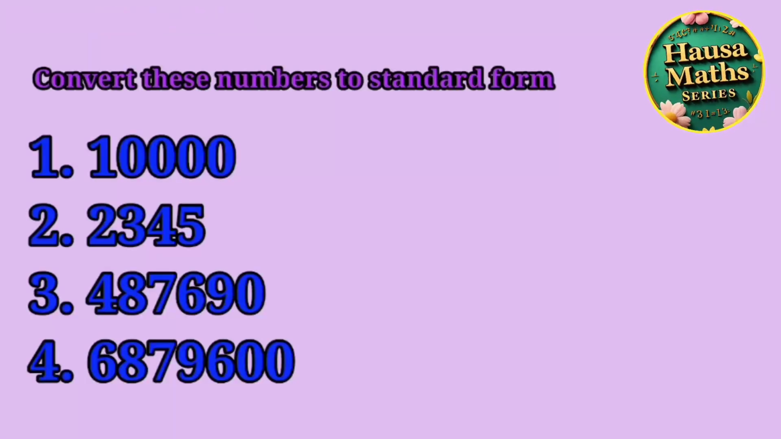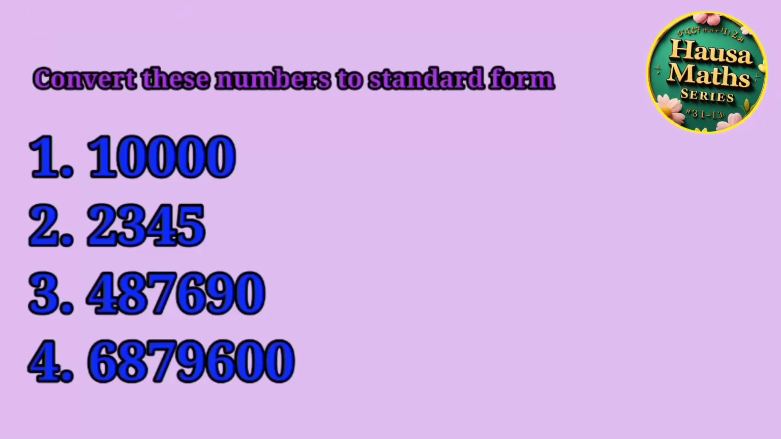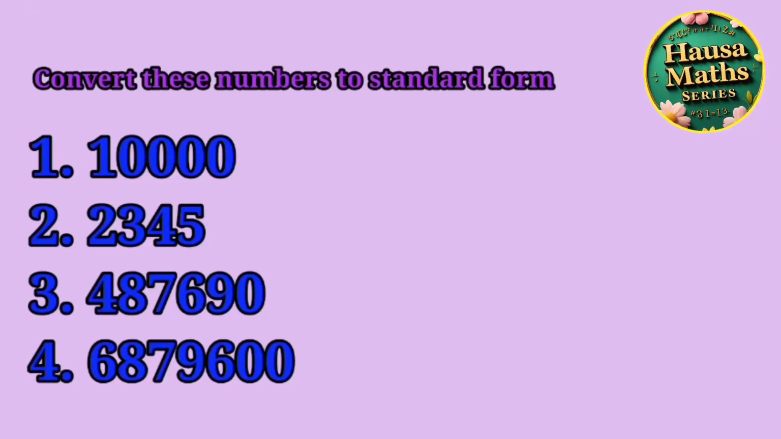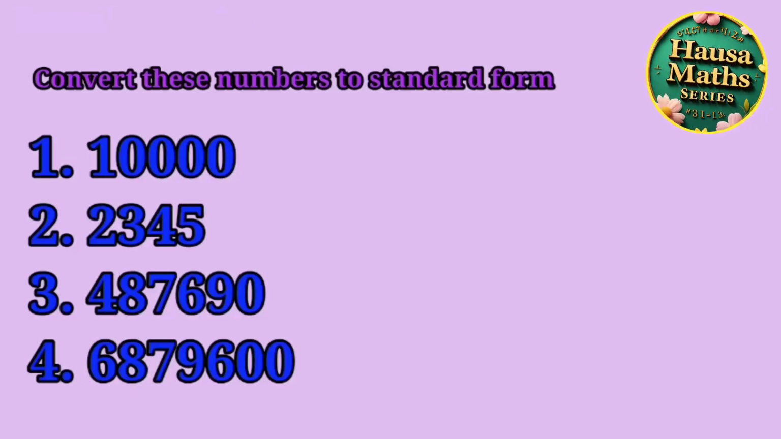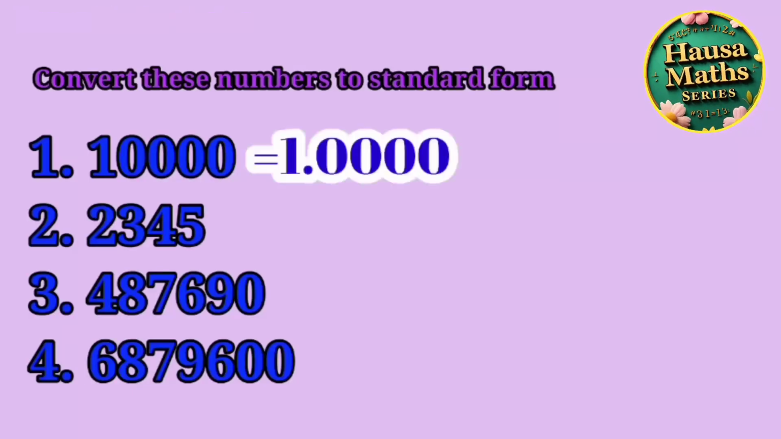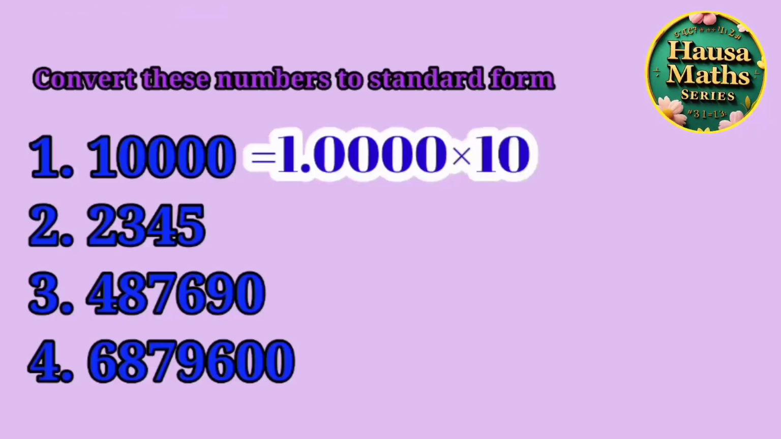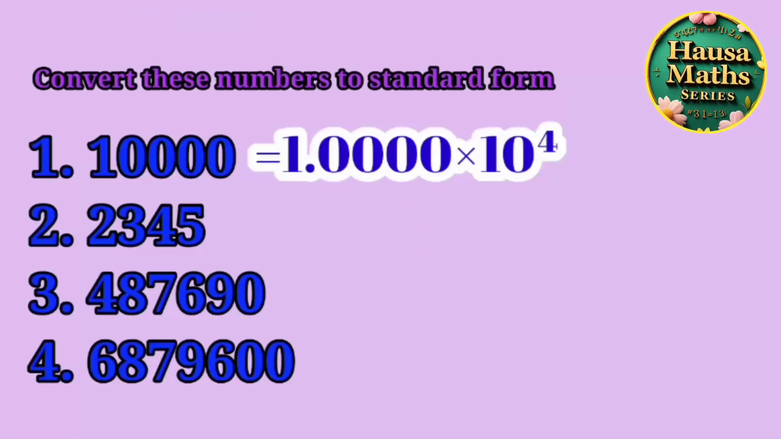Now we have 10,000. This 10,000 is very easy to convert to standard form, because you put a decimal point after the first number. The remaining 0s you just leave, since 0 ahead of the decimal point is nothing. Therefore we take only 1. Then we multiply by 10 raised to the number of places after the point. We have 1, 2, 3, 4 zeros, so we have 10 raised to the power 4.